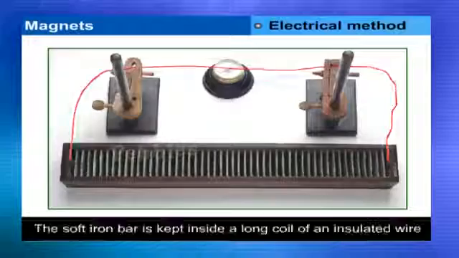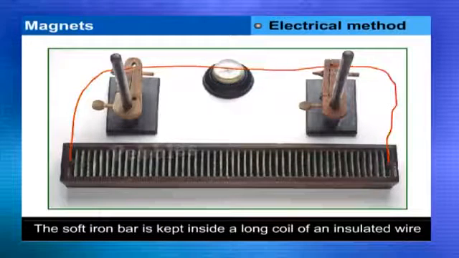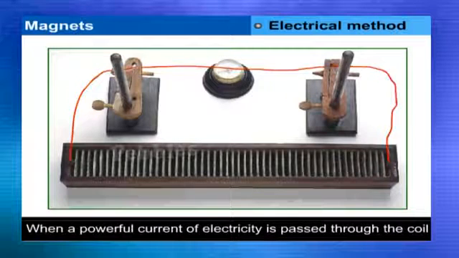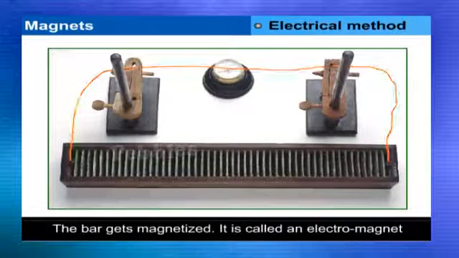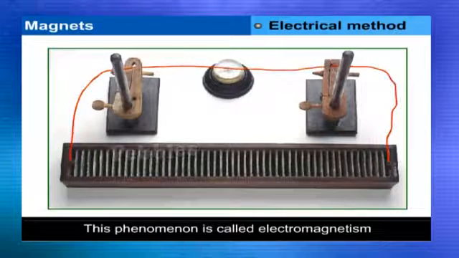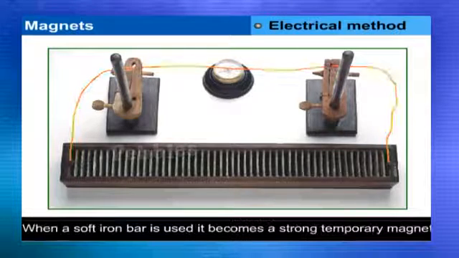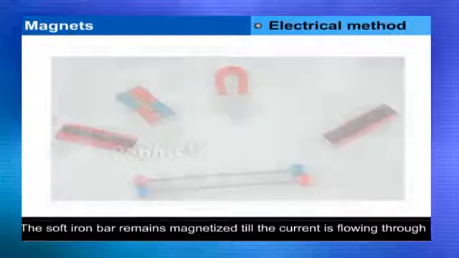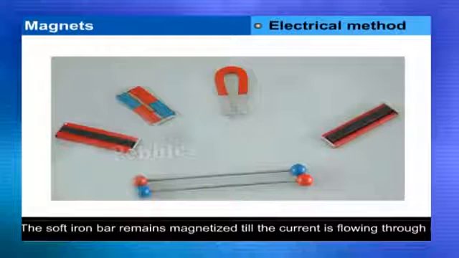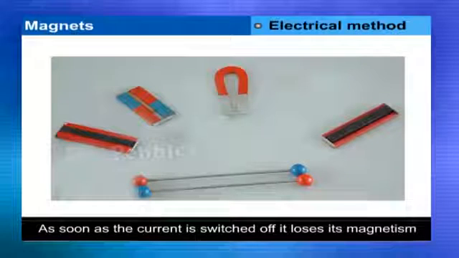Electrical method. The soft iron bar, which is to be magnetized, is kept inside a long coil of insulated wire. When a powerful current of electricity is passed through the coil, the bar gets magnetized. It is called an electromagnet. This phenomenon is called electromagnetism. If a steel bar is used, it becomes a permanent magnet, but on the other hand, when a soft iron bar is used, it becomes a very strong temporary magnet. The soft iron bar remains magnetized till the current is flowing through it. As soon as the current is switched off, it loses its magnetism.